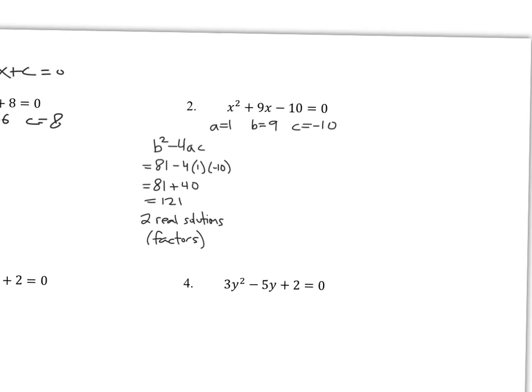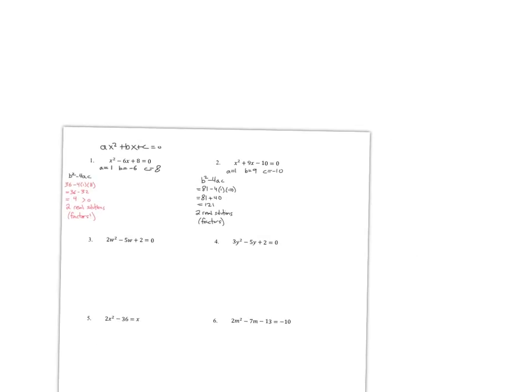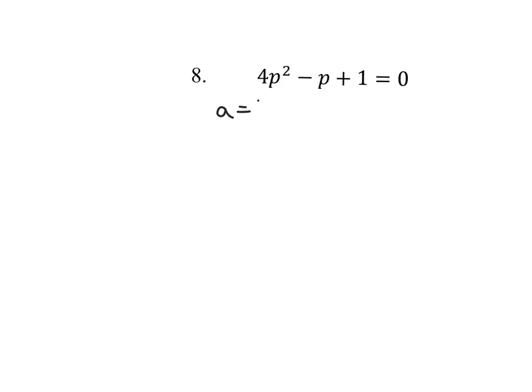All right, and lastly, let's look at number 8. So I'm going to slide down here, and we're going to go down to number 8. So this time, a is 4, b is negative 1, and c is positive 1. Okay. Use the discriminant to find how many solutions.